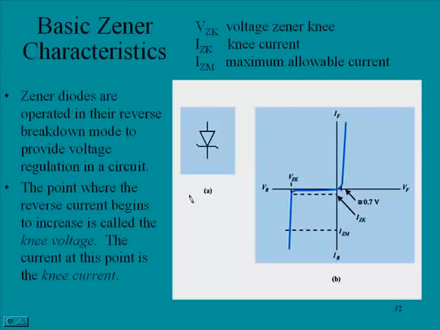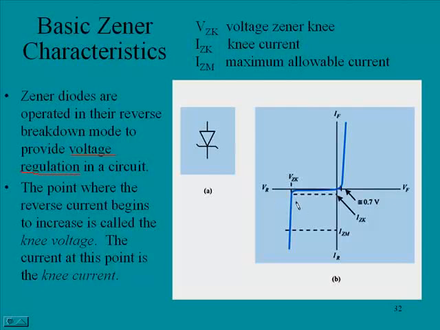Okay, basic Zener characteristics. Zener diodes are operated in their reverse breakdown mode to provide voltage regulation. Now notice voltage regulation in a circuit. Voltage regulation means that it's keeping a voltage at a very stable value. The point where the reverse current begins to increase is called the knee voltage, and that's going to be right here, the knee voltage right here. The current at this point is the knee current, and you'll see this right here. And another value, we have IZM, and this is the maximum allowable current.